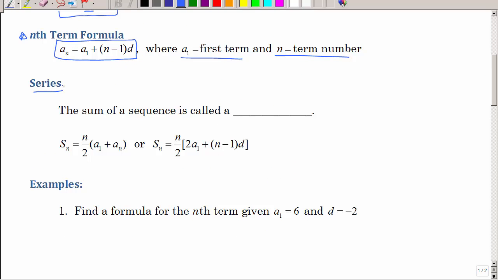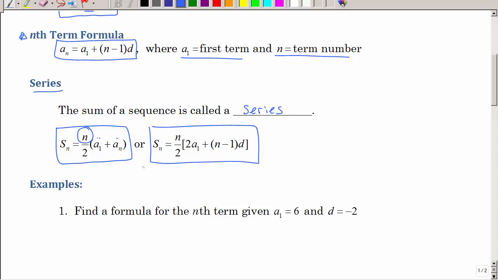A series, the sum of a sequence, is called a series. And for an arithmetic series, we have two formulas that will give us that sum. This first formula says if you have however many terms you have, divide it by 2 and multiply it by the sum of the first and the last term. That's the formula I like to use most often. But another formula is this, and it just comes from substituting a sub n with this formula up here. Looks a little bit messier, but sometimes helpful.